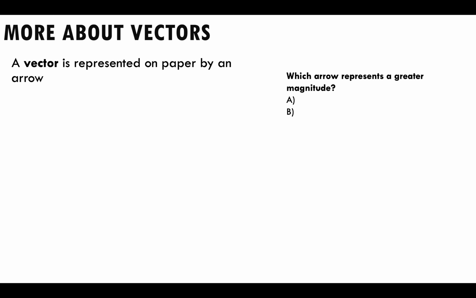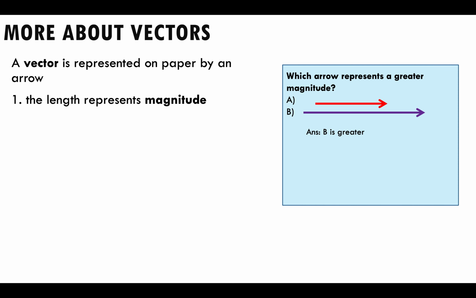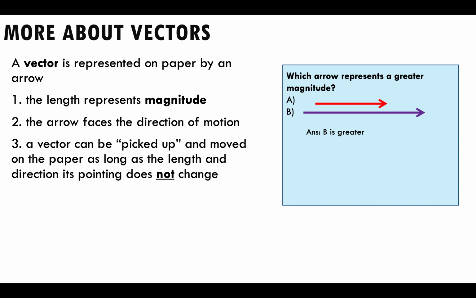A vector is represented on paper by an arrow. The length of the arrow represents the magnitude, and the arrow faces the direction of motion. Lastly, a vector can be picked up and moved on the paper as long as the length and the direction it's pointing don't change. For instance, I can take this red arrow and move it all around my screen. As long as I'm not changing which way it's pointing or its length, I can move it around. To solve this blue box, which arrow represents a greater magnitude? You'd pick B because that's the longer arrow.